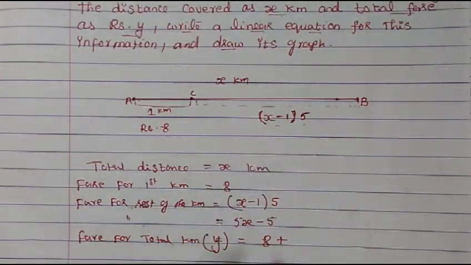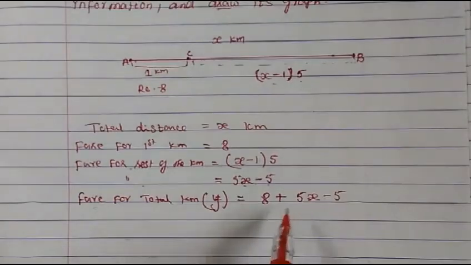Then only will it come, the total fare for the total kilometer. So for this we have already converted it this way, so we can write it down like this. Then this becomes the total fare for the total kilometer. So this is the fare for the total kilometer. Now let's further solve this.